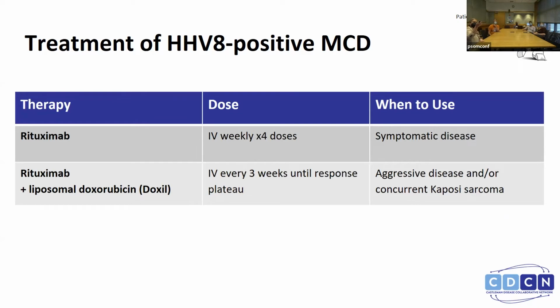Okay, so I mentioned rituximab, and you mentioned your third of 4 doses. So it's given IV 4 times 1 week apart. It works really well.